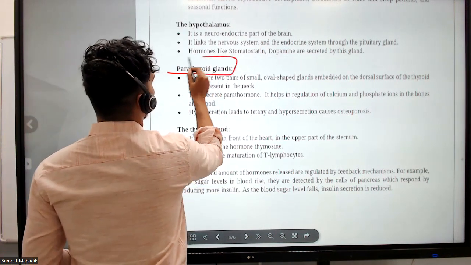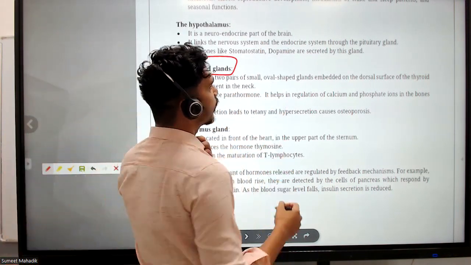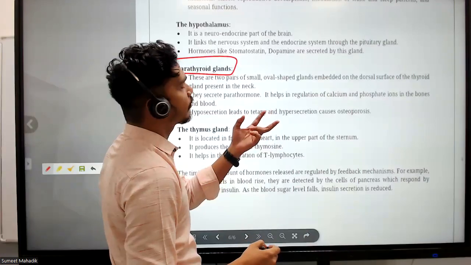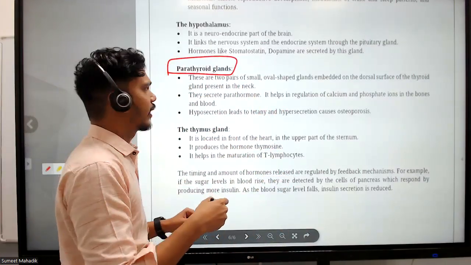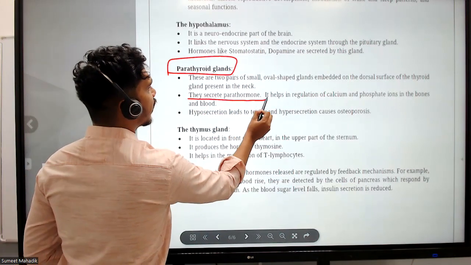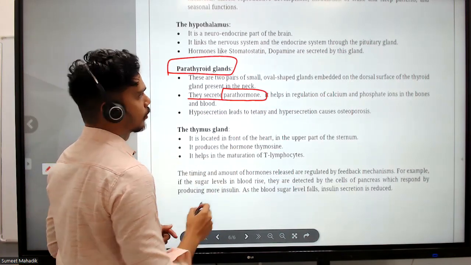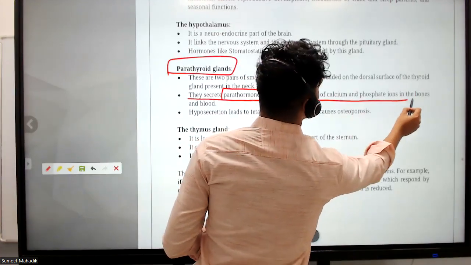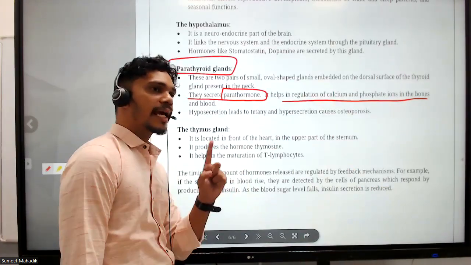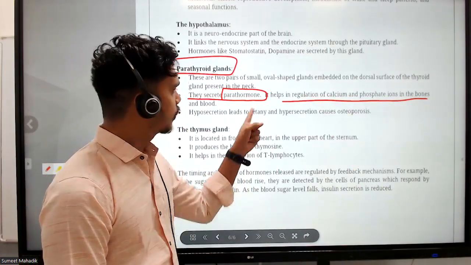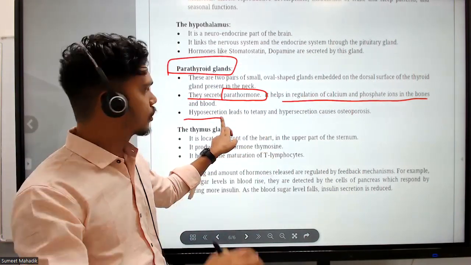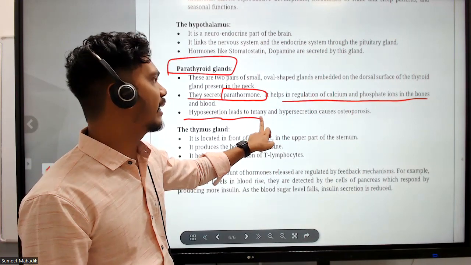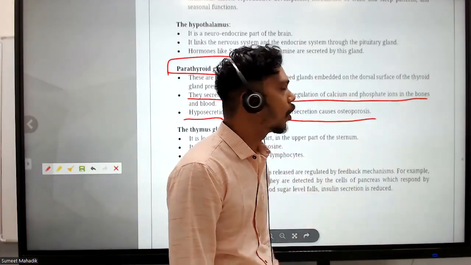Now, the parathyroid glands. These are oval-shaped glands embedded on the dorsal surface of the thyroid. Beneath the thyroid, there is a parathyroid. It looks like a butterfly. They secrete parathormone, which helps regulate calcium and phosphate ions. Who is responsible for calcium and phosphate absorption? The parathyroid. Hyposecretion, less secretion, leads to tetany, and hypersecretion leads to osteoporosis.